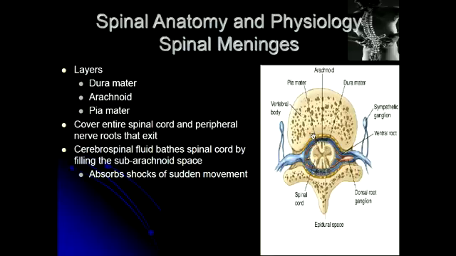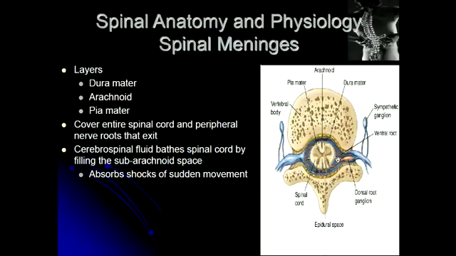Now let's look at the spinal cord and its coverings. The spinal cord has layers, the dura mater, which is right out here, the arachnoid and the pia mater, and they cover the internal spinal cord and the nerve roots as they exit from the spinal cord itself. Cerebral spinal fluid is also in this area, and the cerebral spinal fluid bathes the spinal cord by filling the subarachnoid space. So the subarachnoid space right here is filled with CSF and helps bathe the spinal cord.